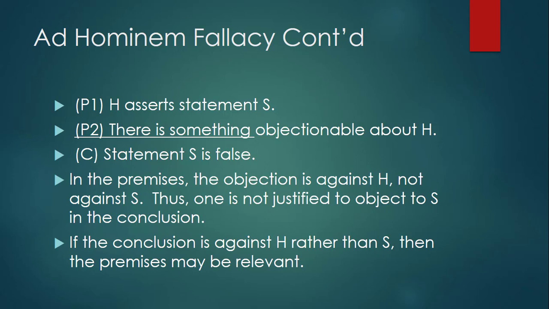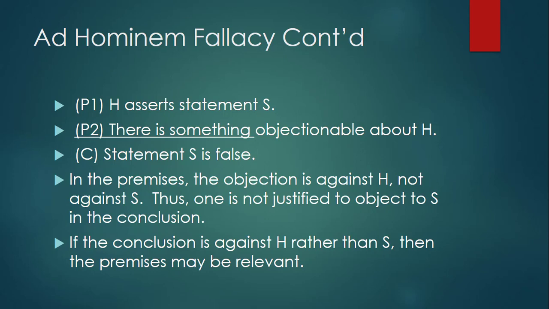To look at this fallacy in a more formal way, what's going on when someone commits this fallacy is this. Here's the first premise: H asserts statement S. So we have some person H who makes a statement S. The second premise: there is something objectionable about H, about the person him or herself. Conclusion: therefore, statement S is false.